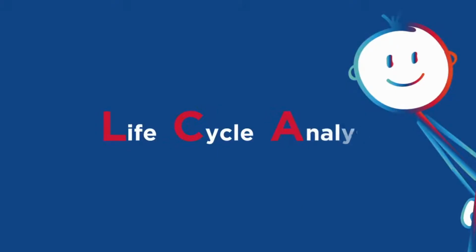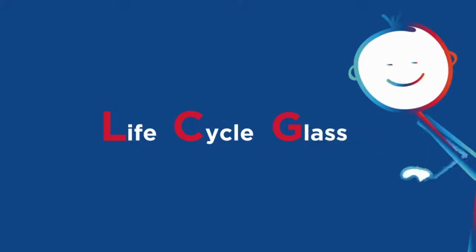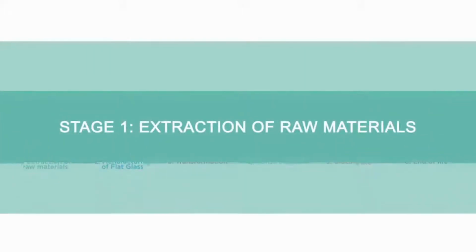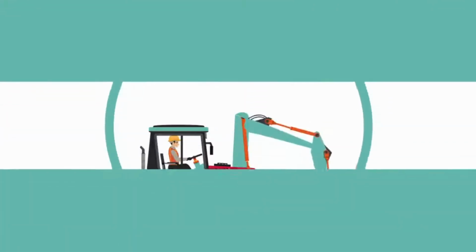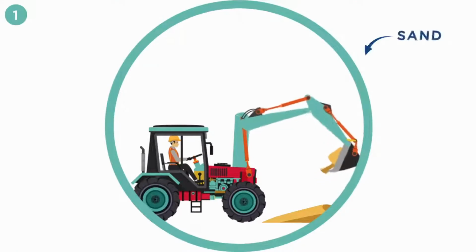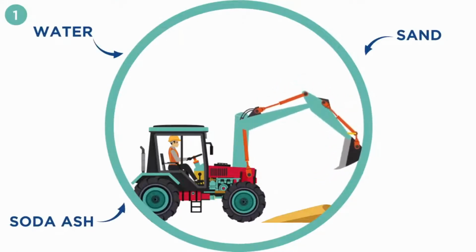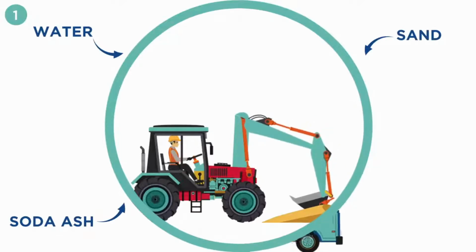Life cycle analysis. Can you list the stages in the life cycle of glass? The life cycle of glass has 6 stages. Stage 1. Extraction of raw materials. Glass is mainly composed of sand and water, 2 natural resources which are finite and dwindle over time.